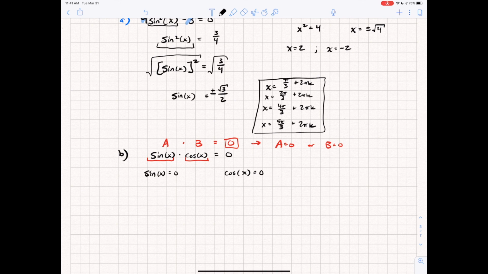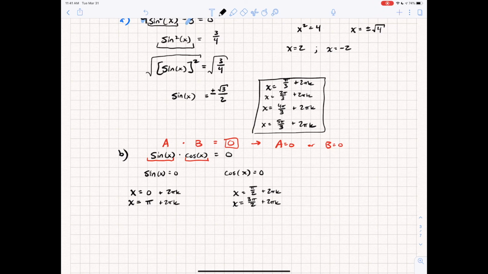So here, sine of x is equal to 0. I'm looking for where I have a y coordinate of 0. This happens at 0 and pi. Now, I'm not going to write 2 pi because 2 pi is coterminal with 0. So if I go through and write these out, this would be plus 2 pi k. This would be plus 2 pi k. For cosine of x is equal to 0, this happens at every pi over 2 and every 3 pi over 2. So I can go through and add 2 pi k and add 2 pi k.